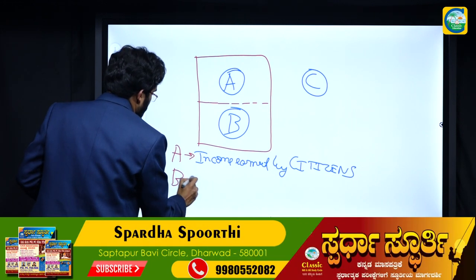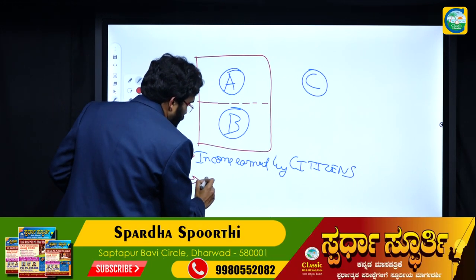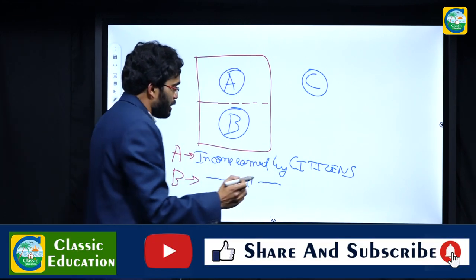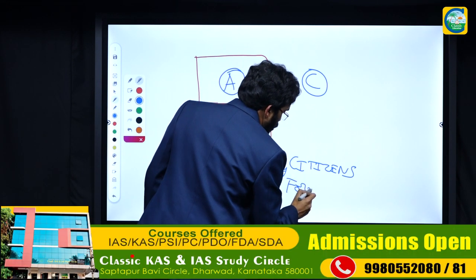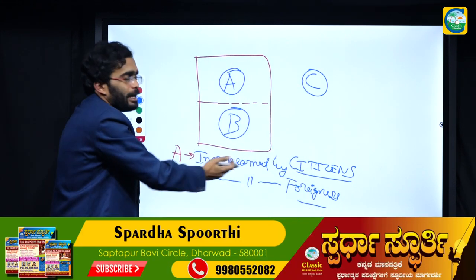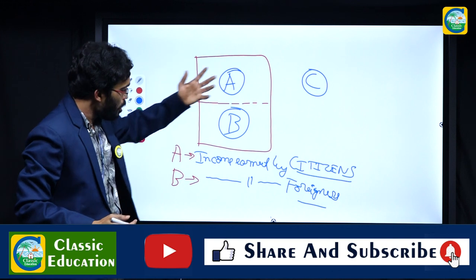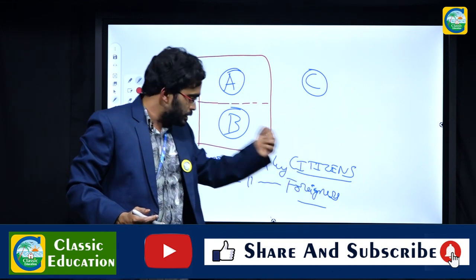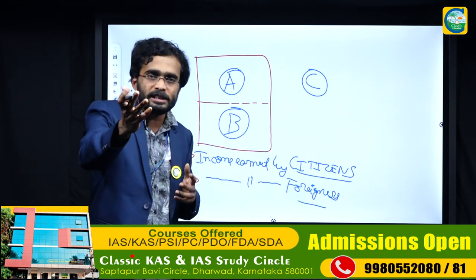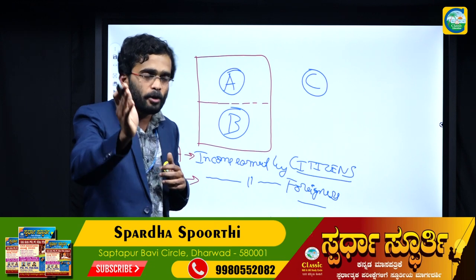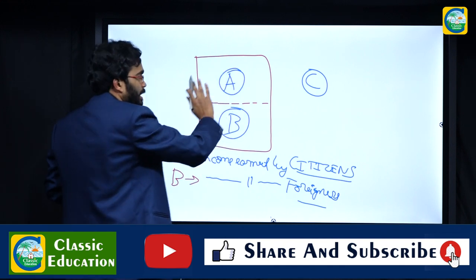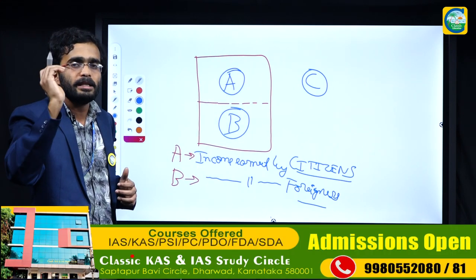Now let us take B. What is B? B is income earned by whom? Non-citizens, by foreigners. Where, students? Inside the domestic territory, inside India. Whatever income is earned by citizens plus whatever income is earned by foreigners is calculated under GDP or GNP? If you have just said GDP, you are absolutely correct. Whatever is produced inside the domestic territory of the country is used to calculate the GDP of the country.